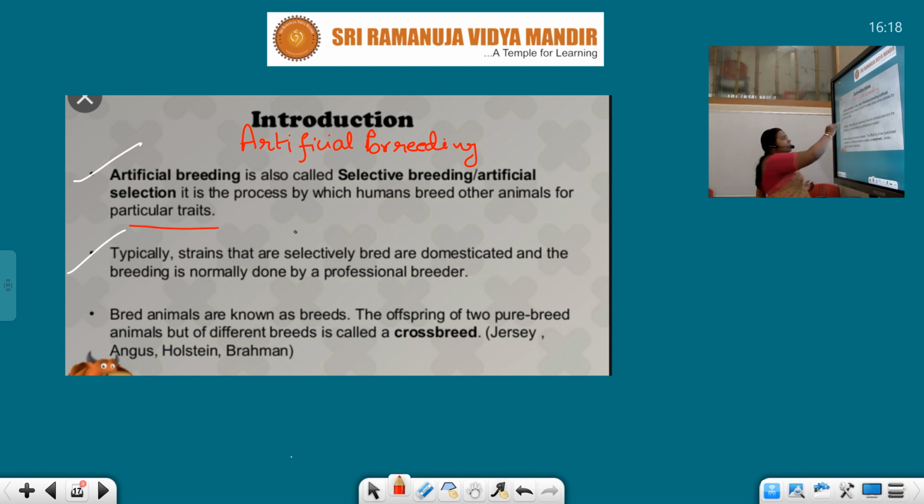for a particular trait. Here humans select the animals based on their traits. For example, there are two different animals, animal A and animal B. A has two good characters, whereas B has another single character. I want all three characters in one single animal, so I cross the two different animals, and as a result we get a hybrid.